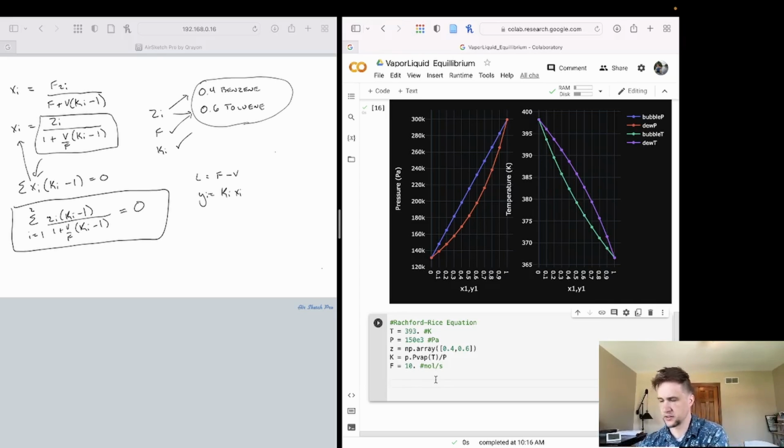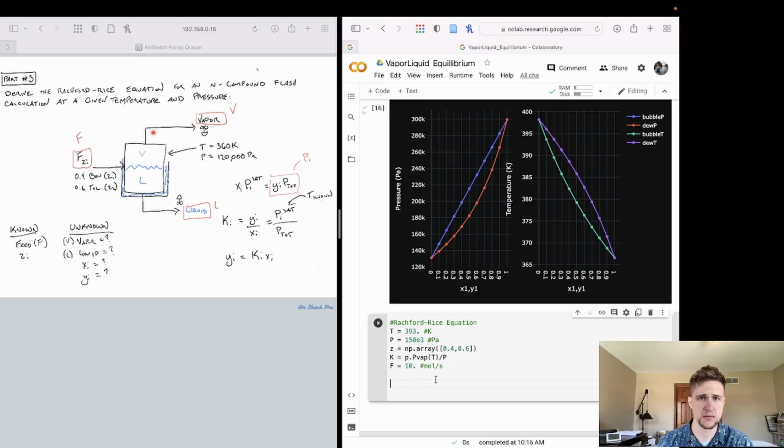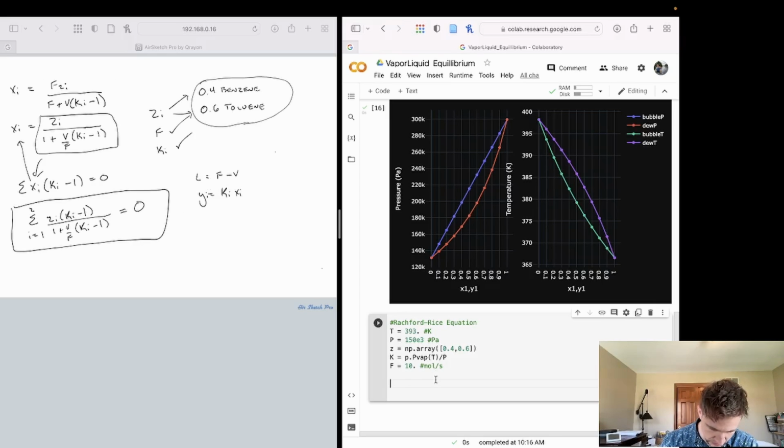Now we can look at this and see that right here we know our feed composition, we know our ratio, but we don't know how much is going to be leaving in the vapor phase. What mole amount, what mole fraction is going to be leaving in the vapor phase from our flash drum right here? So how much is going to be leaving in the vapor phase? And that's what we need to be able to resolve.